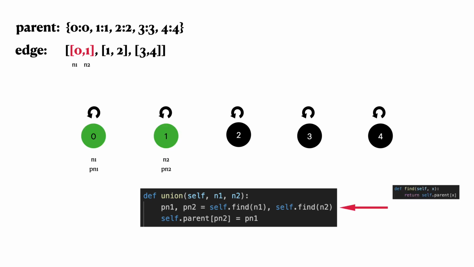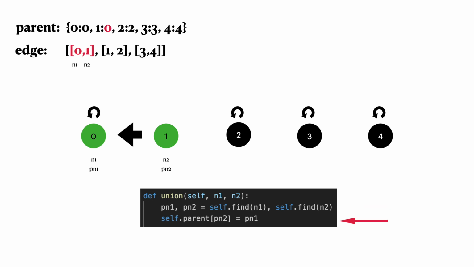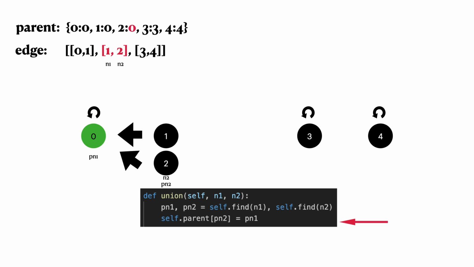Now let's find out parent nodes. The node and parent are the same now. Now it's time to union. Node 1 points to node 0. First union is done. Same here. By the way, the parent node of node 1 is 0 now, because of the previous step. After union, node 1 and node 2 point to node 0. Same thing happens for the final edge.